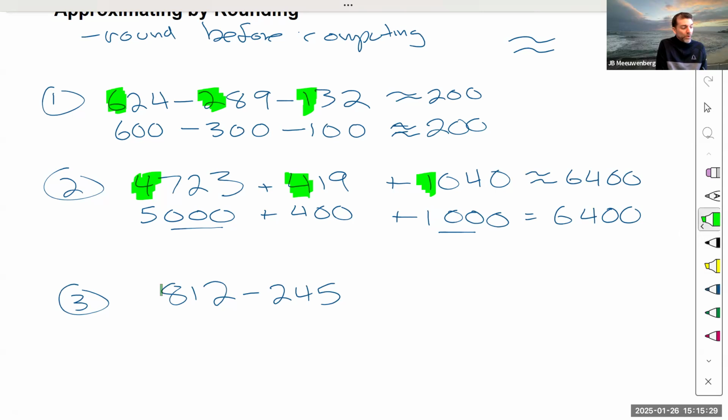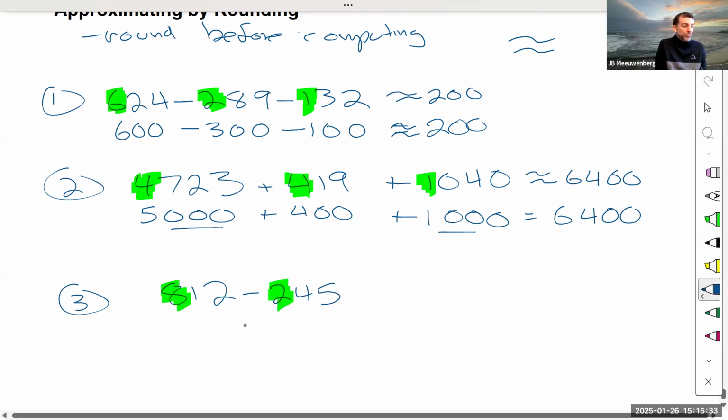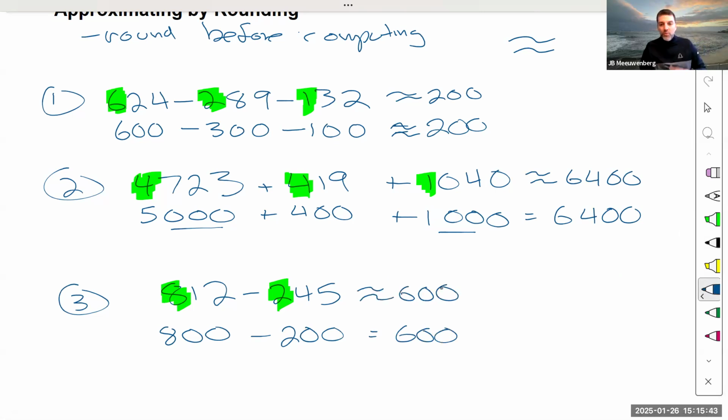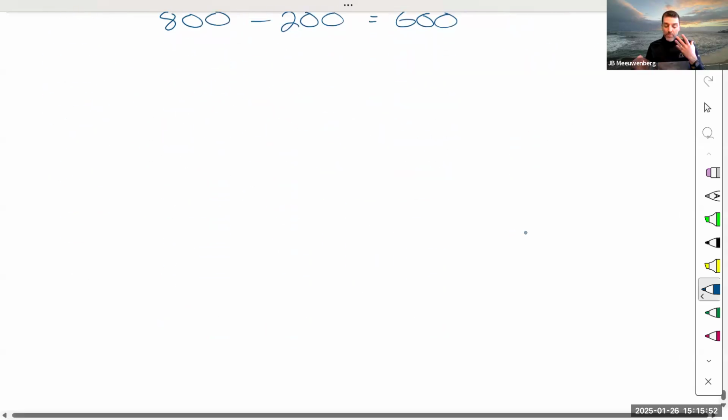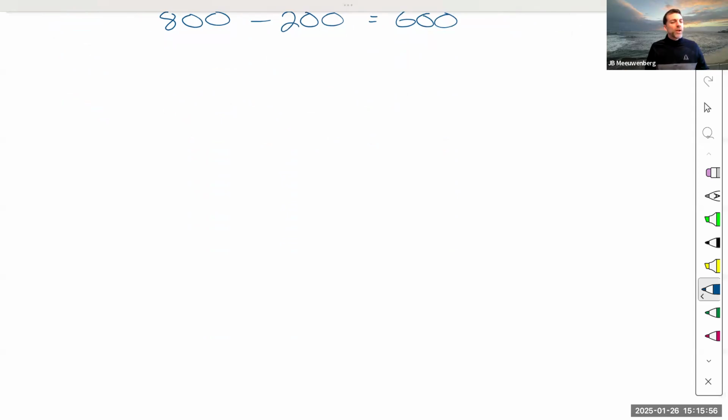For the last one, we have 812 minus 245. And so we'll round that to 800 minus 200, which is 600. So we can say that this was approximately 600. We are approximating our solutions there.